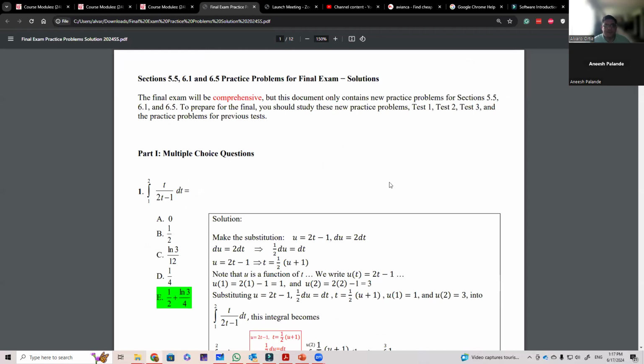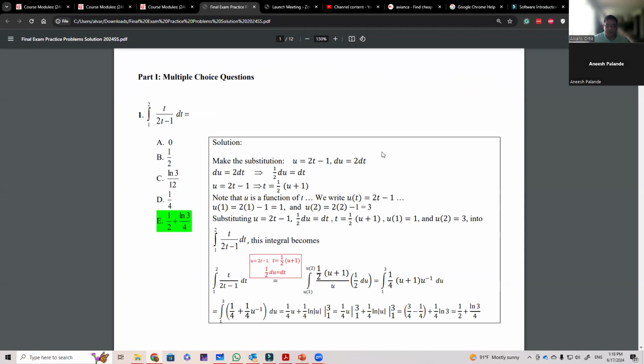Okay, so again, the final exam is comprehensive. That means it has everything from all the previous tests included. But for this final exam, this last example is only going to include some new problems from sections 5.5, 6.1, and 6.5 to prepare you for the exam. Those were not heavily covered last time.